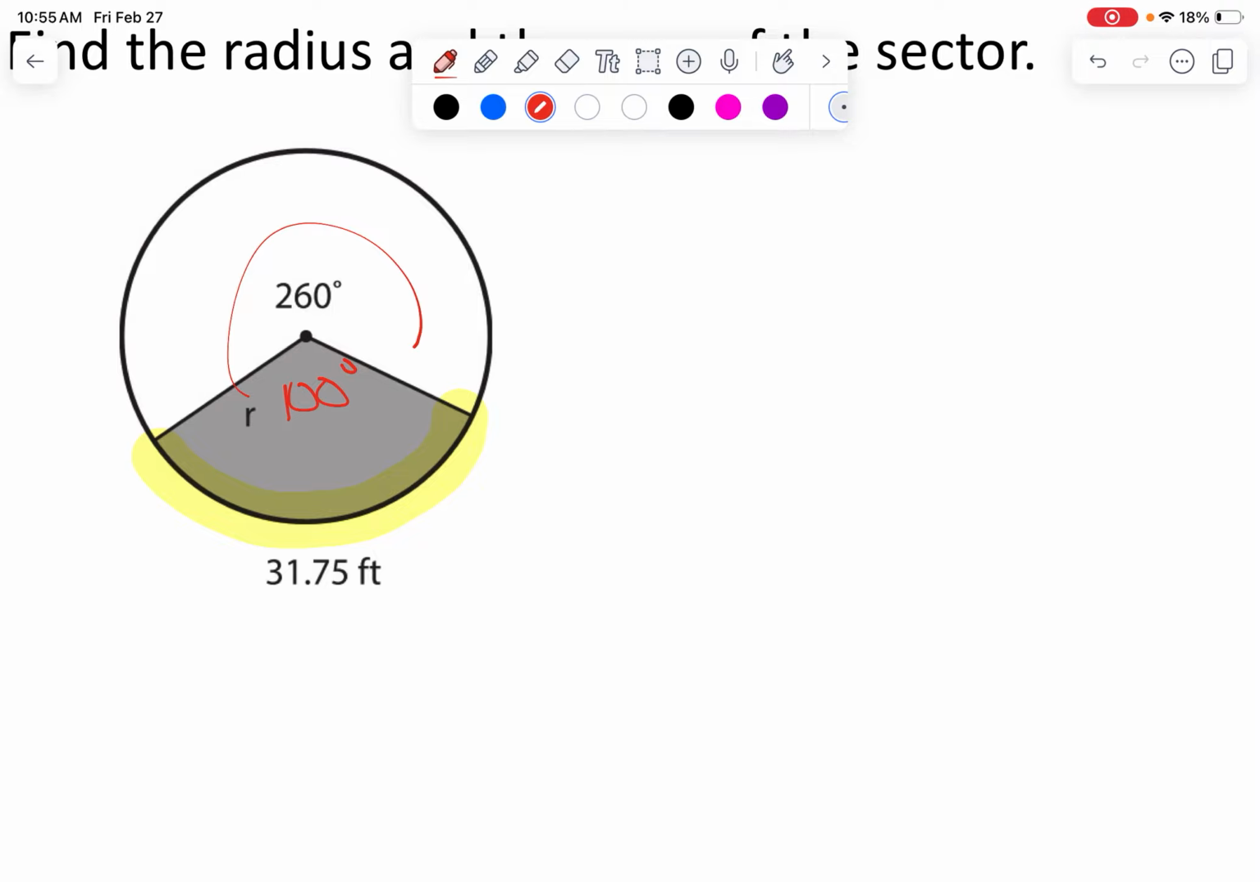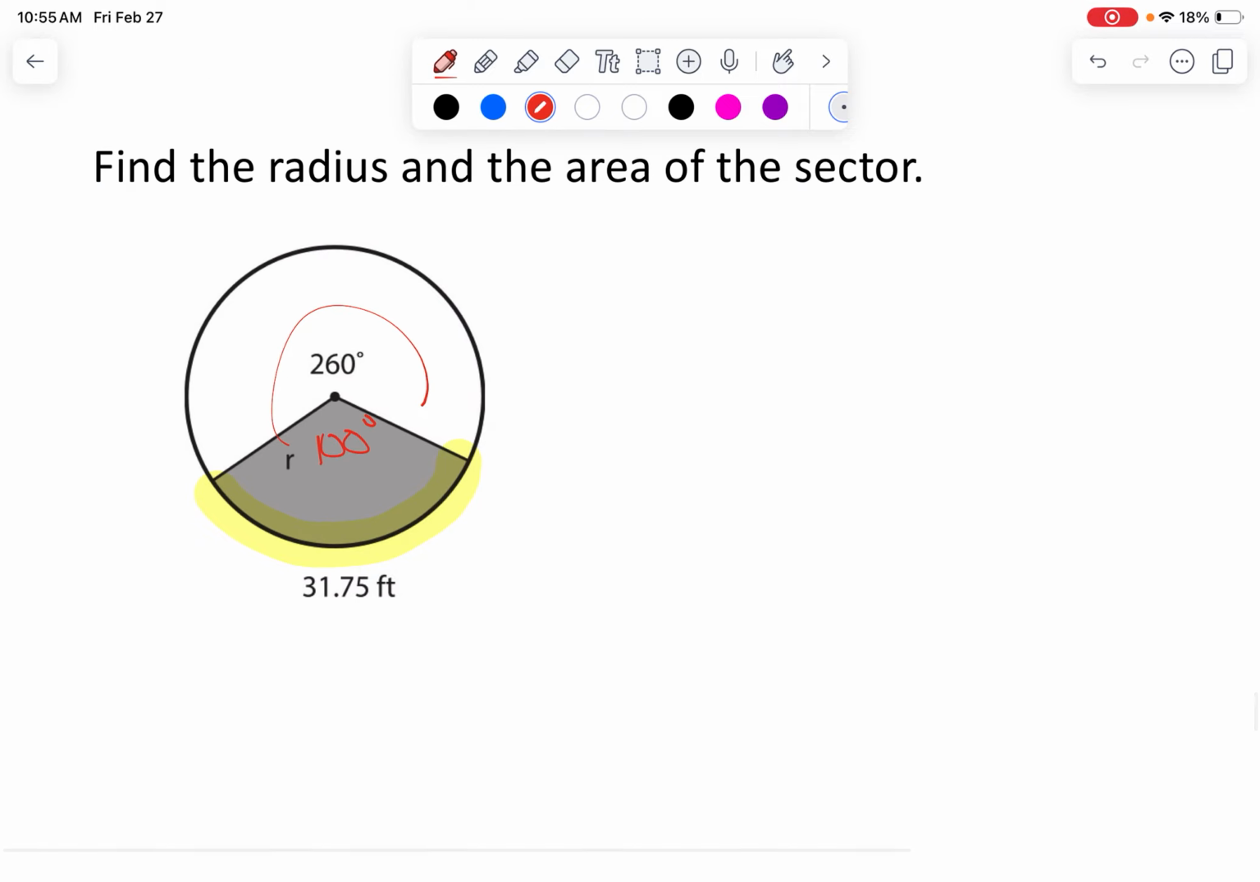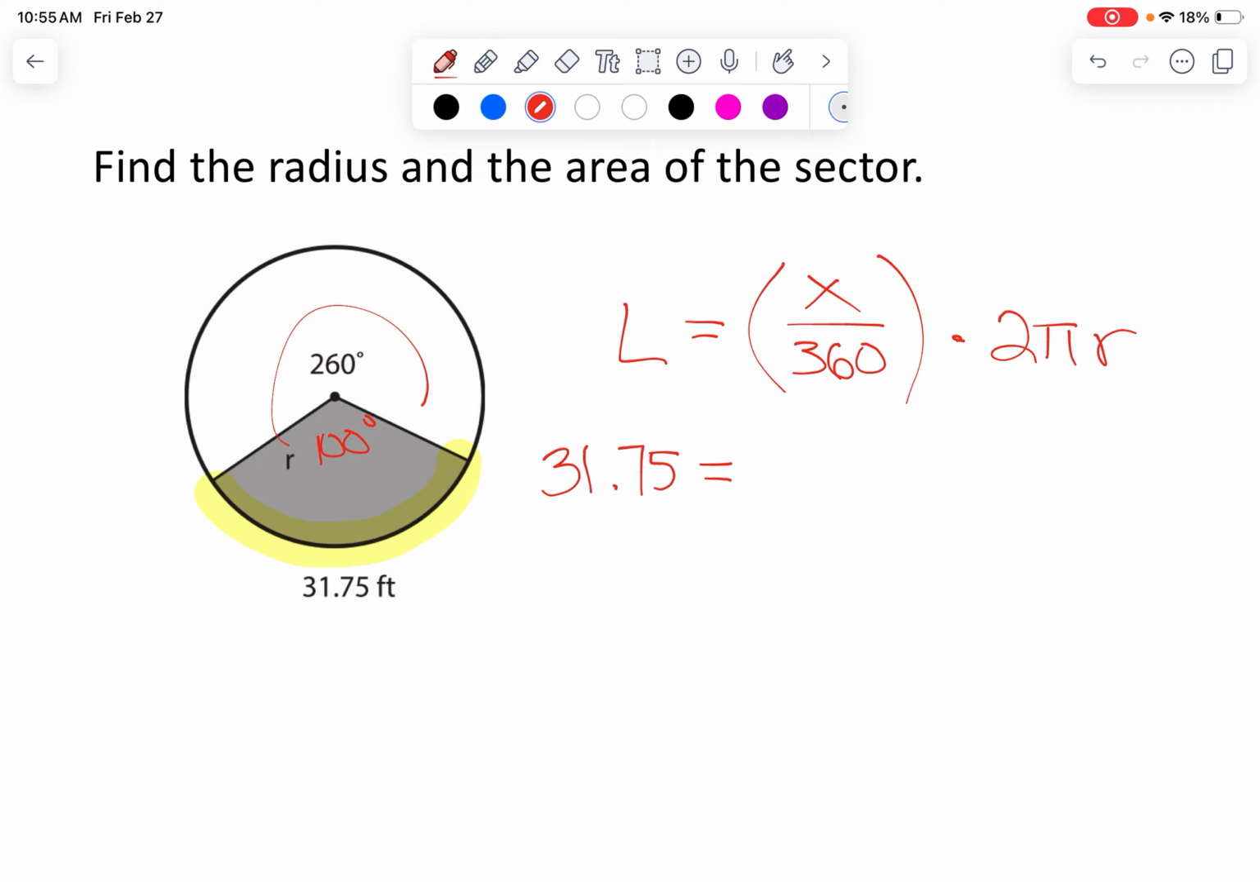So the first thing I'd want to do is use my arc length formula. L is equal to x over 360 times 2 pi r. I know what x is, it's 100. And I know what the length is, it's 31.75. And then times 2 pi, and we don't know r. That's what we want to find. Find the radius, and once we know the radius, then we can find the area of that shaded sector.